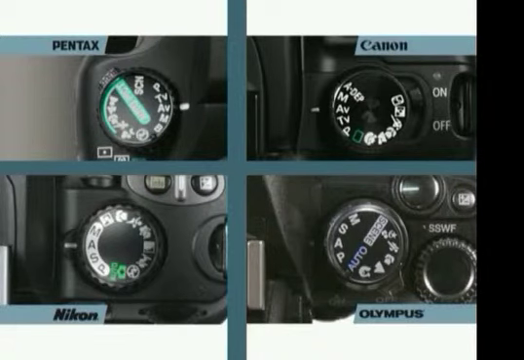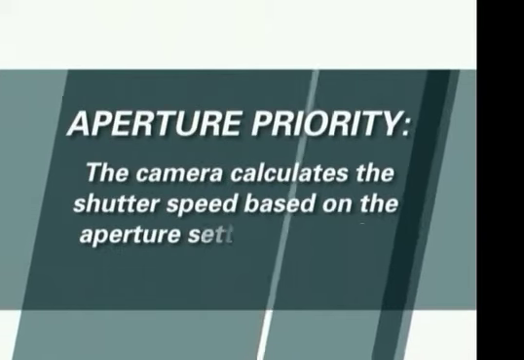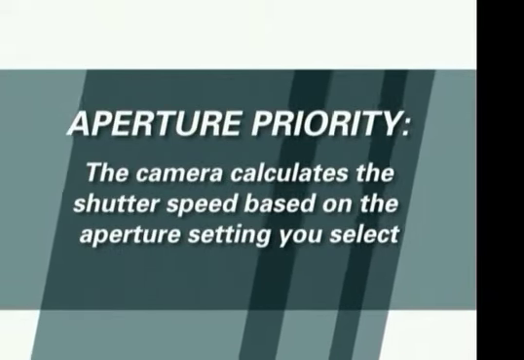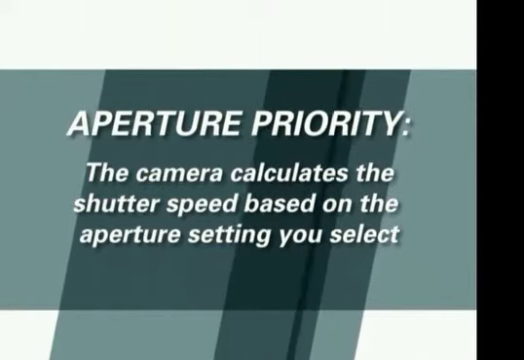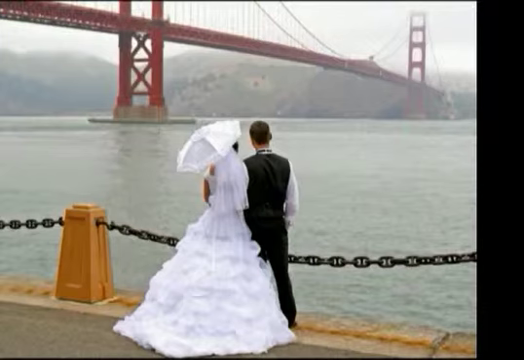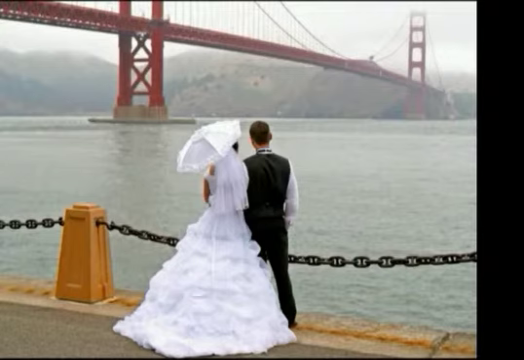The next manual mode is aperture priority mode, and it's represented by an A or AV. In this mode, you will select the aperture or f-stop, and the camera will calculate the correct shutter speed for the exposure. This mode also takes into account your metered value and ISO setting.